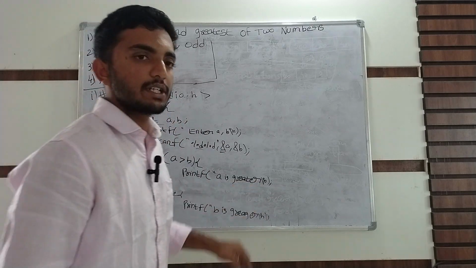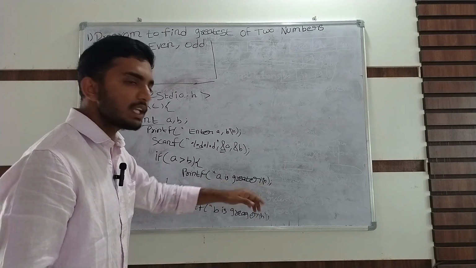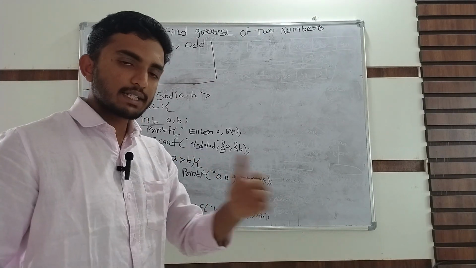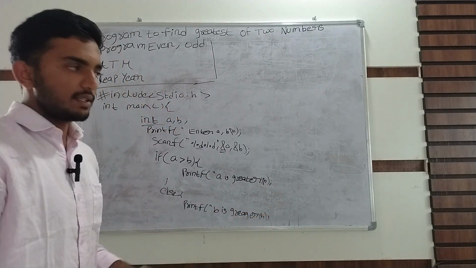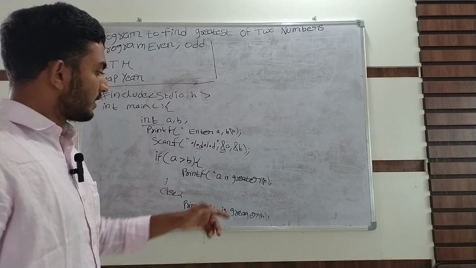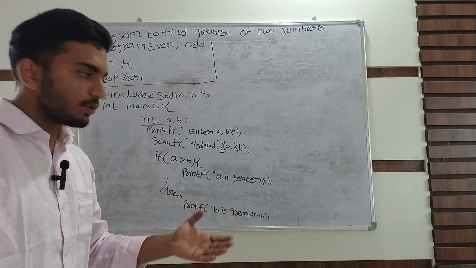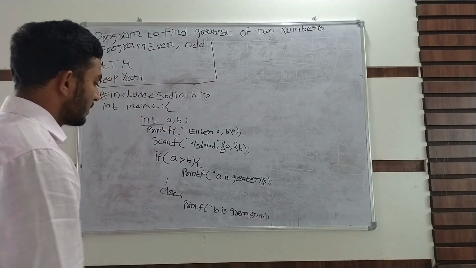Here I am using \n. \n is known as the new line character. After this execution, the next statement will print on the next line. That's why it is called the new line character, the name itself says it. After this execution, the other statement will be executed on the next line. That's why I am using \n in the program.